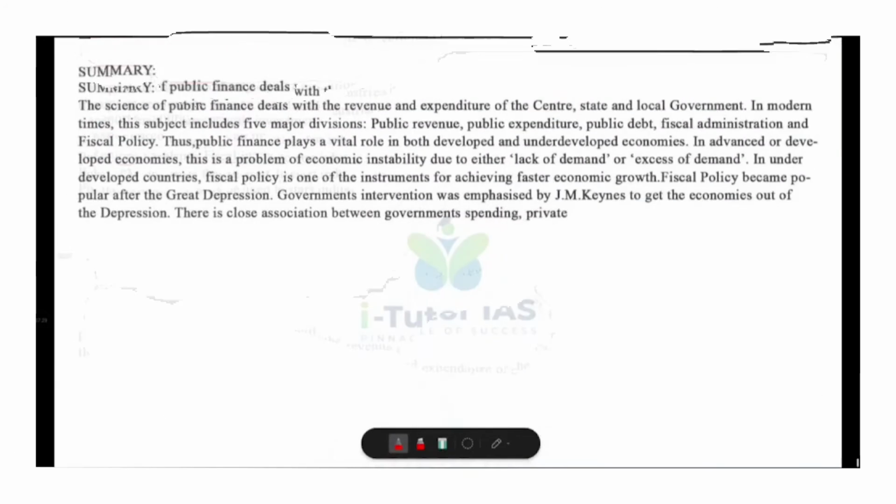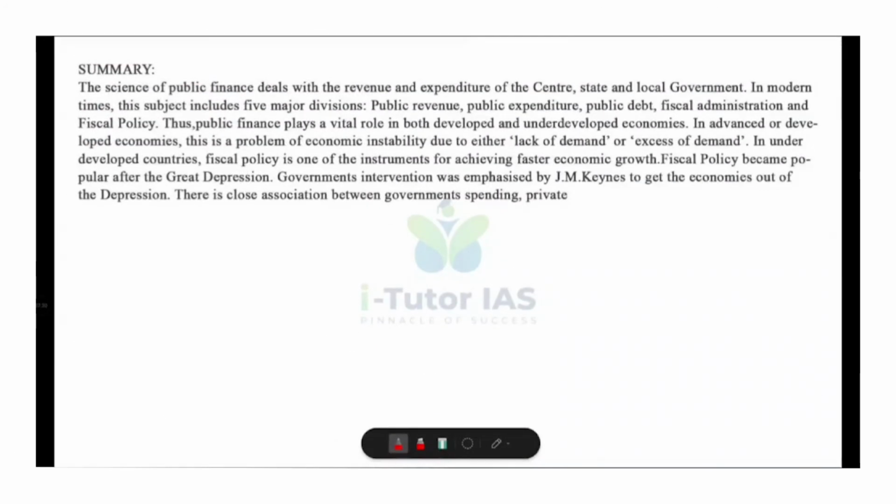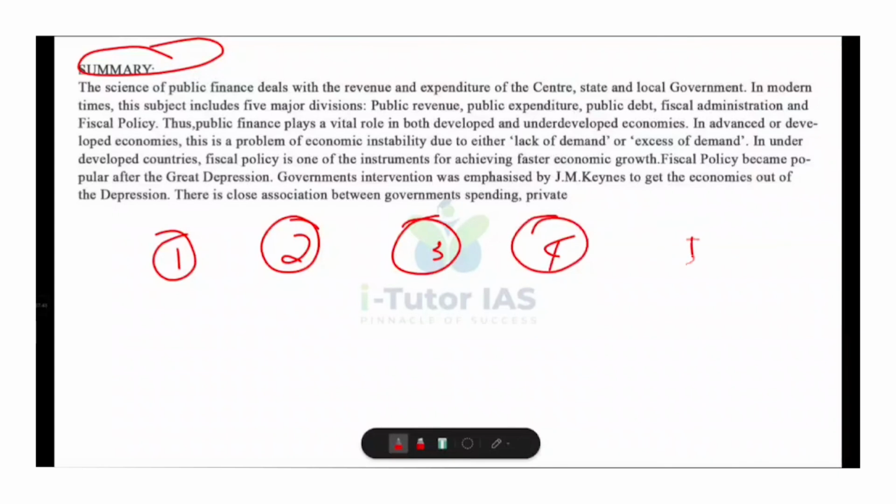Now we are coming to the summary part. Okay, so public finance is a study of how the government raises money and spends money. Okay, it covers 5 major areas. What are they? Public revenue, public expenditure, public debt, fiscal administration and also fiscal policy. And public finance is important for all countries, both developed or developing.